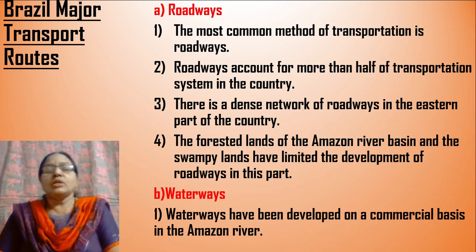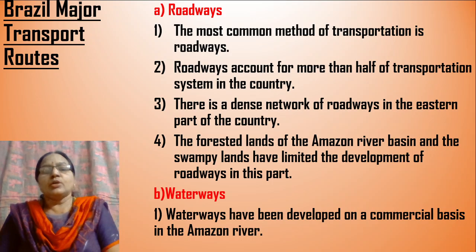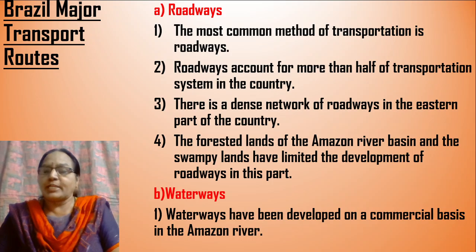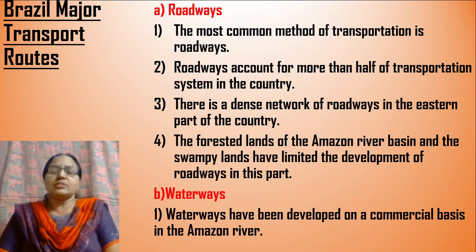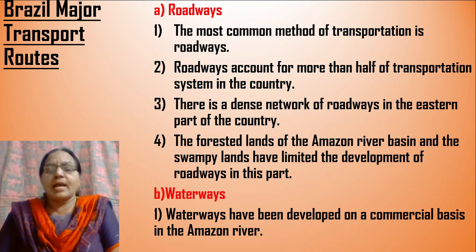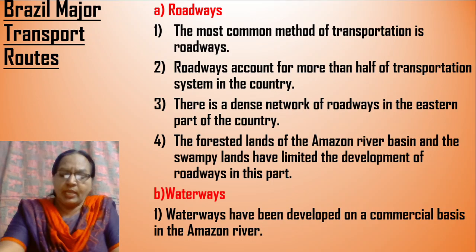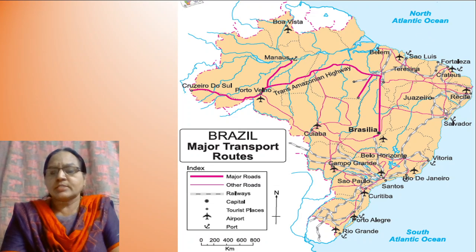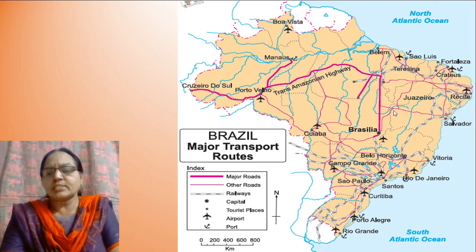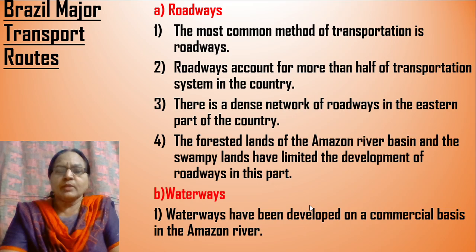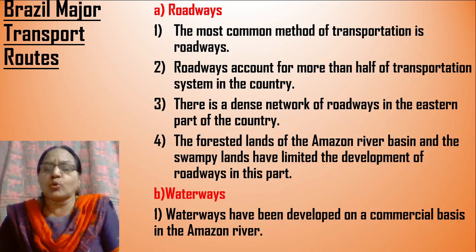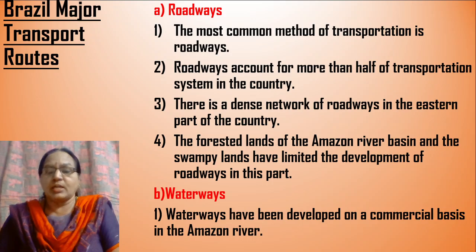Okay, now we come to roadways. Roadways are the most common methods of transportation. Okay, and here in Brazil, roadways account for more than half of the transportation system in the country. And as we have already seen on the map, let me show you that again. See, you look at that, we have a dense network. Okay, a dense network of roadways can be seen along the eastern part of the country.